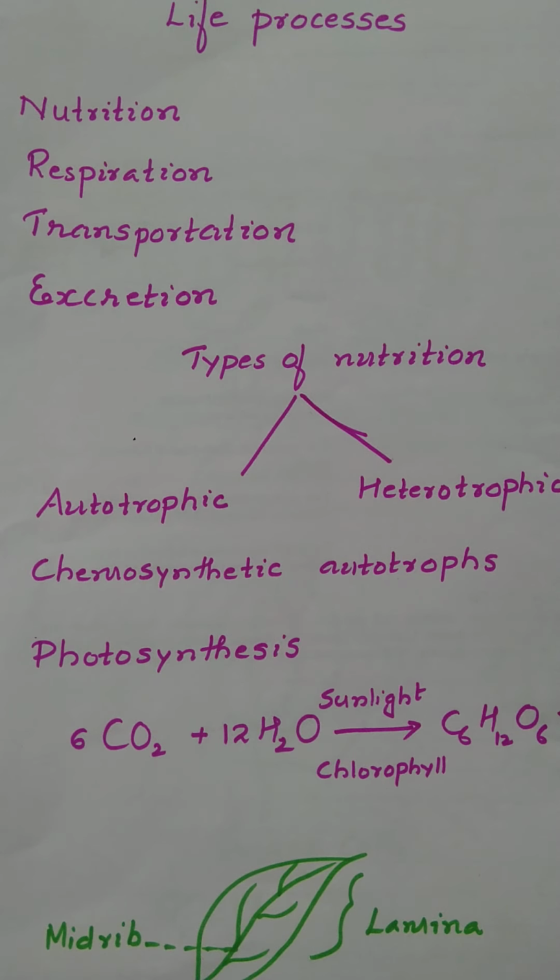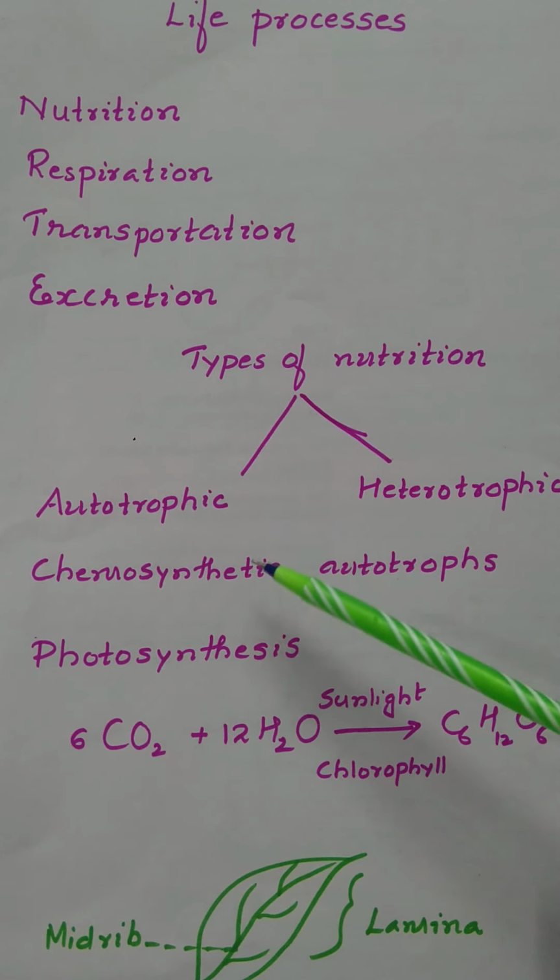Some organisms use simple food materials obtained from inorganic sources in the form of carbon dioxide and water; they are called autotrophs. So here, types of nutrition: autotrophs and heterotrophs. Then another group is also autotrophs but chemosynthetic autotrophs. Unlike other autotrophs, here they will use chemical energy instead of sunlight or solar energy.